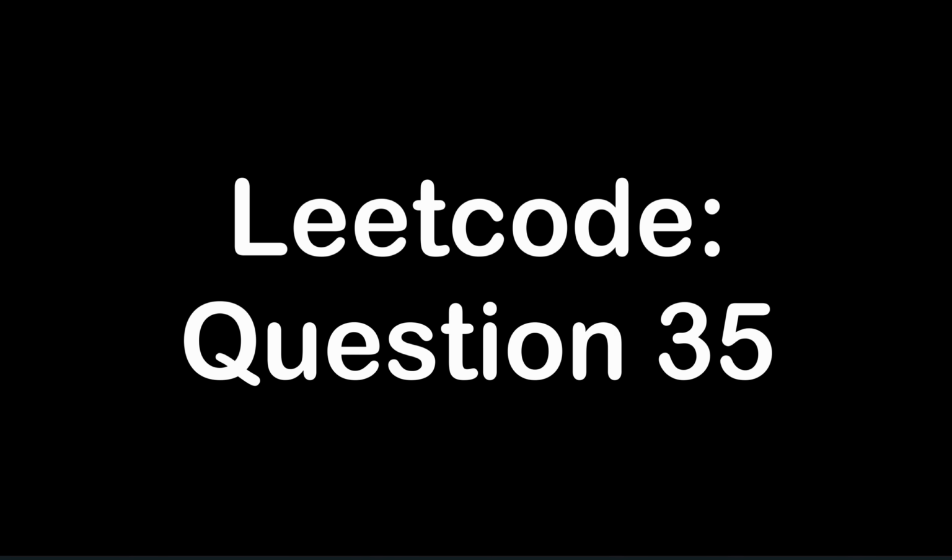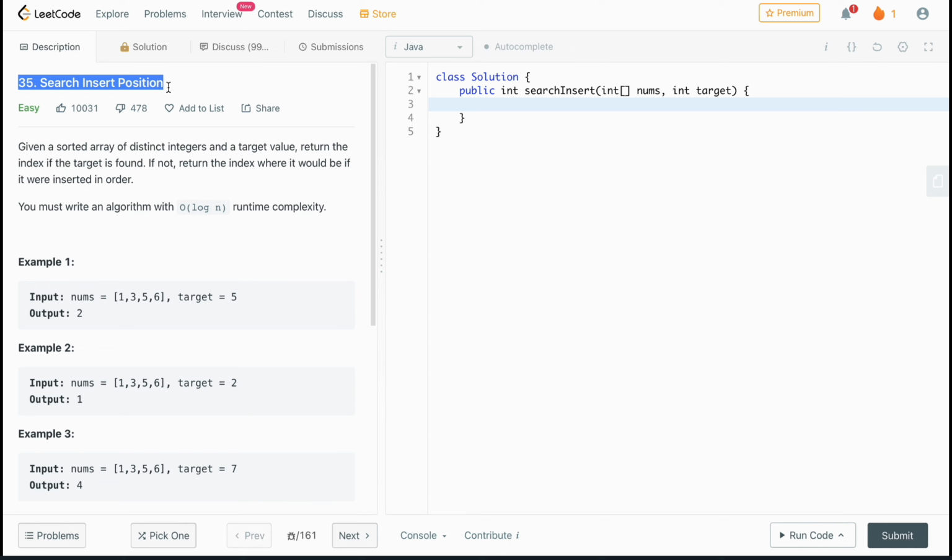Today we're going to be going over the Java solution for Leetcode 35, Search Insert Position. Given a sorted array of distinct integers and a target value, return the index if the target is found. If not, return the index where it would be if it was inserted in order. You must write an algorithm in O(log n) runtime complexity.